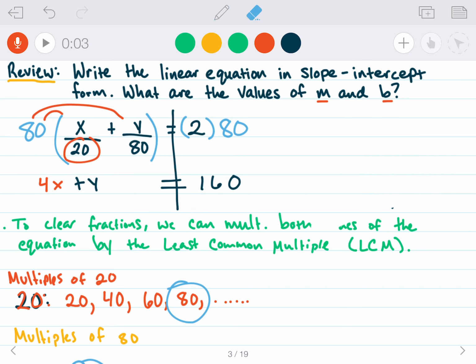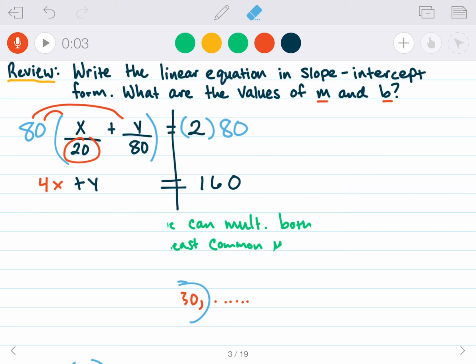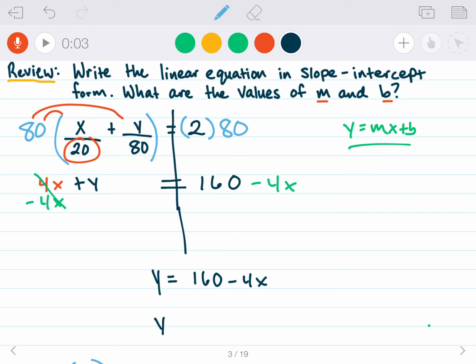So let me go ahead and erase some stuff just to make some room. Okay. So what do I have to do to isolate y, right? We're trying to get y by itself. That's the goal here. So to isolate y on the left side, I can simply subtract 4x from both sides. So that clears to 0. And now I have y equals 160 minus 4x. And if I want to, I can arrange this so that the negative 4x term is first. And so this is my answer.